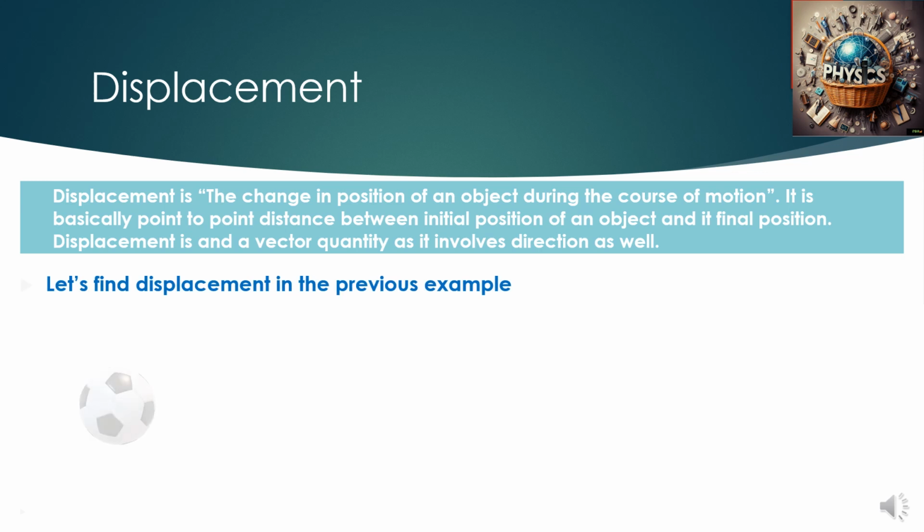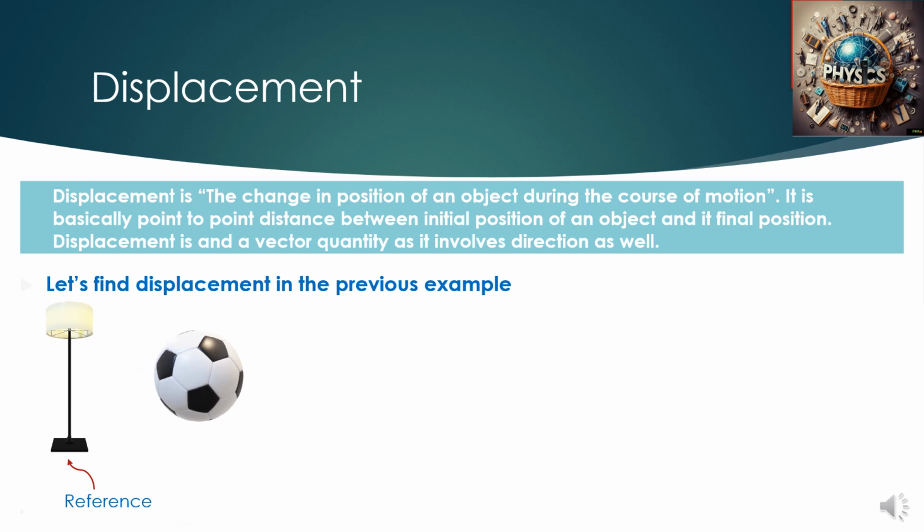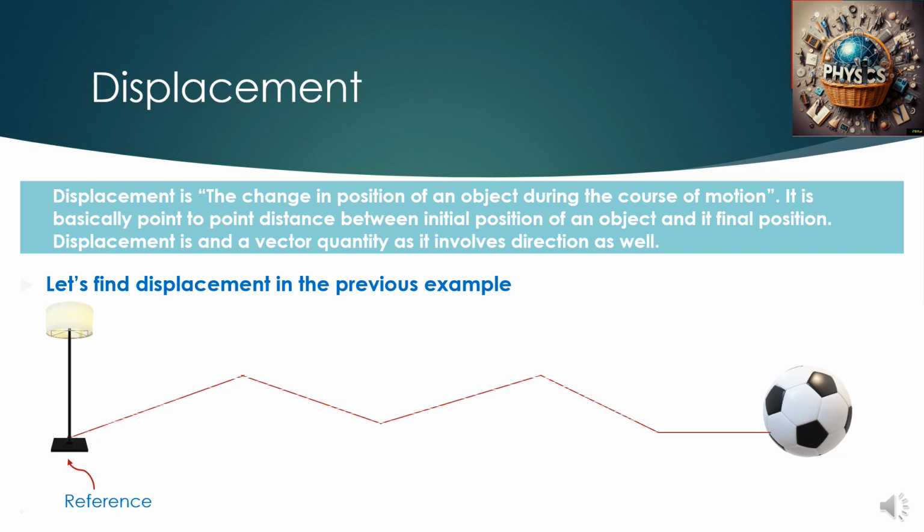Let us consider this example again. So we have a reference point and the ball has moved in the zigzag path as initially. This is the trajectory of the motion. Now displacement, as we know, is the point-to-point trajectory between the end and the starting point. So this becomes displacement.